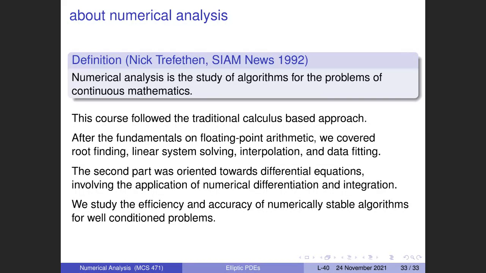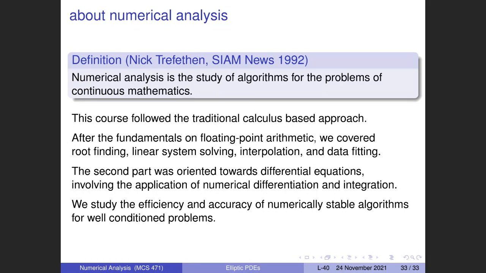In this course, we follow a traditional calculus-based approach. It is fundamentally important that we realize that floating point arithmetic is completely different from our computations with real numbers. We then considered the problem of conditioning and numerical stability on root finding, linear system solving, interpolation, and data fitting. The second part was completely oriented towards differential equations, where we applied numerical differentiation and integration.